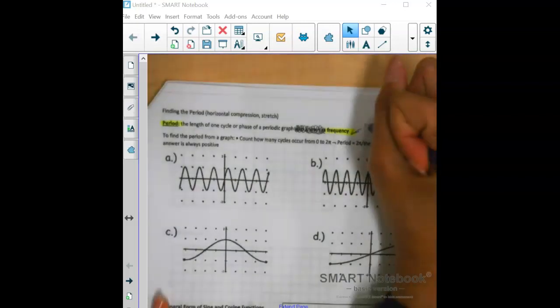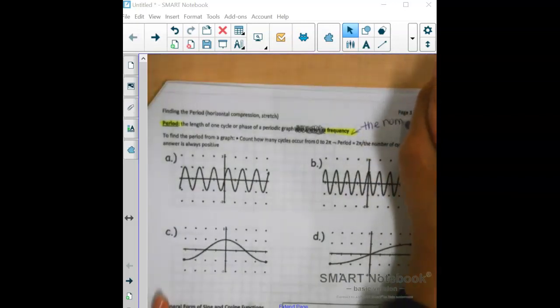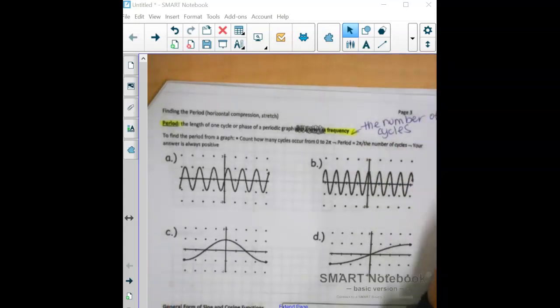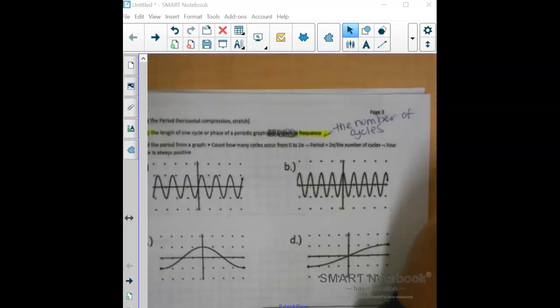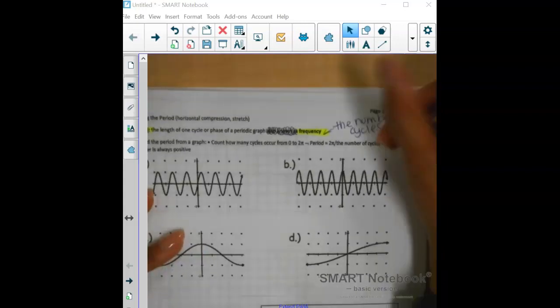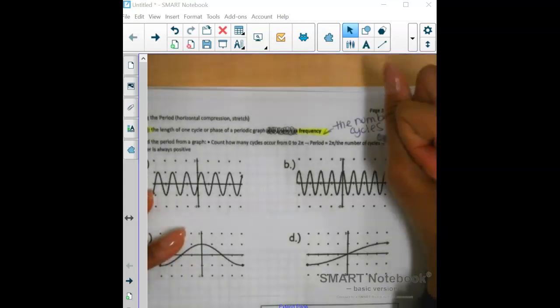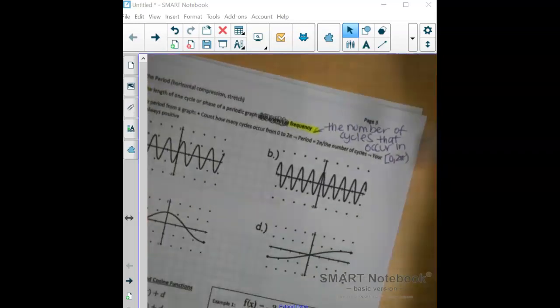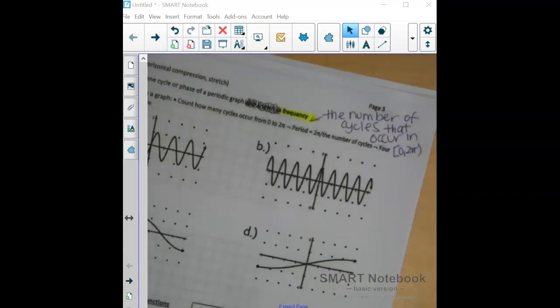Frequency is the number of cycles that occur in the interval 0 to 2 pi. So let me zoom in on that. I like to define frequency differently. Frequency is the number of cycles that occur between 0 and 2 pi.